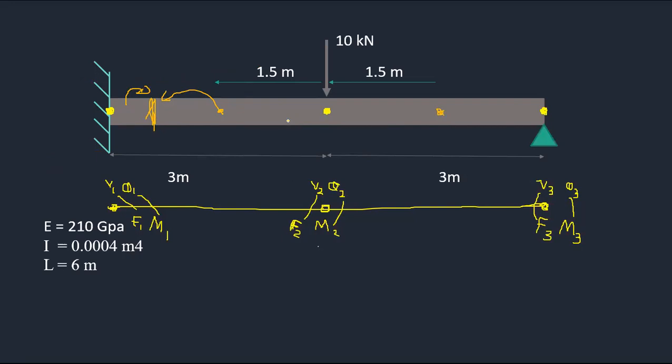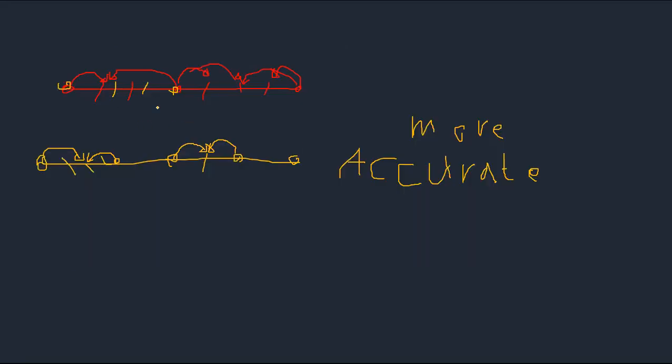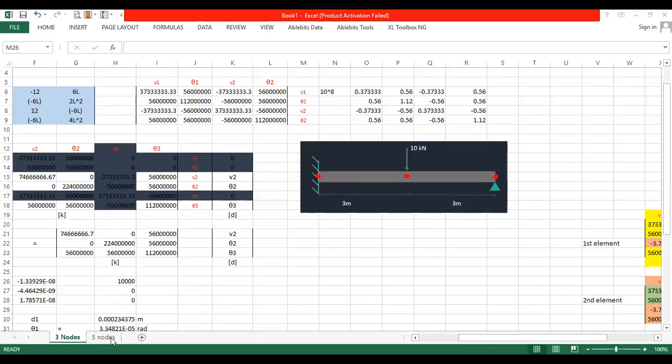But now it's a 5-node element with 2 degrees of freedom, so it will be a 10 by 10 matrix. Solving is not easy, but you can still use Microsoft Excel, right? Let's show it. This is how you do it.